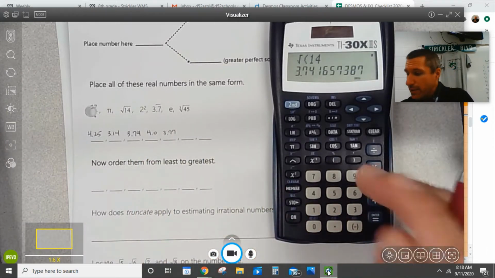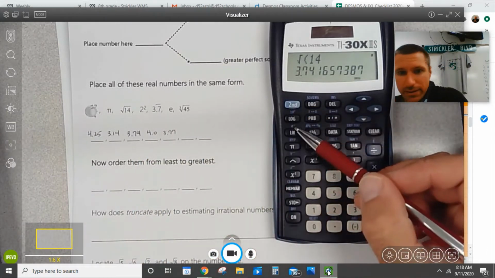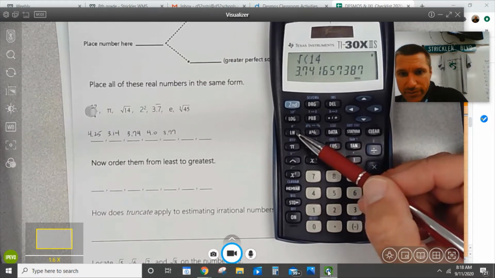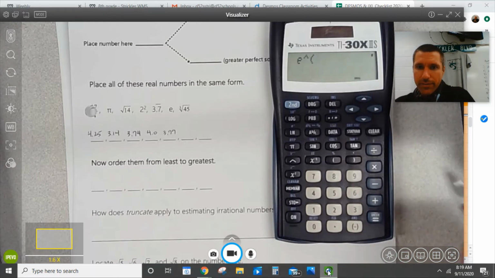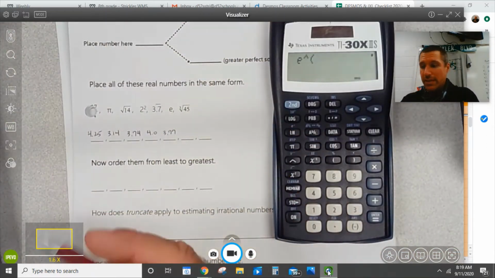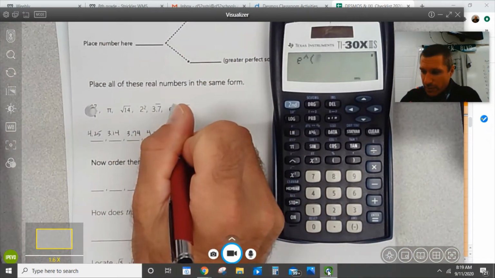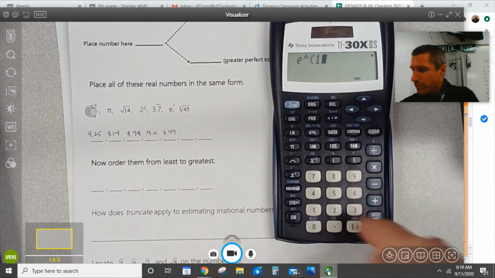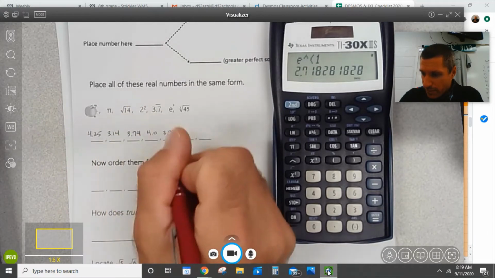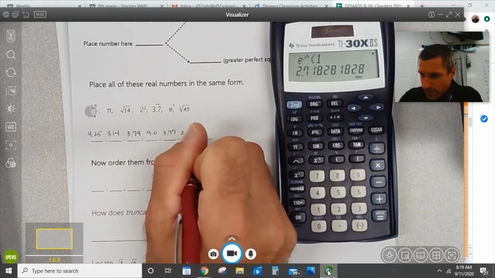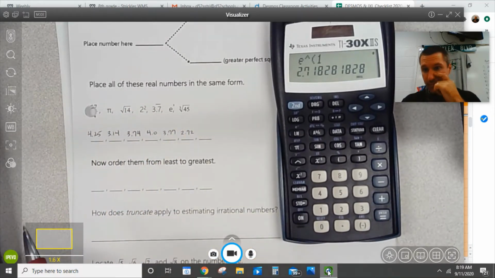E, if you don't know how to find E in the calculator, it's actually right there. See that E to the x above the ln, which is called the natural log. So second ln gets you E to what power? And since it's just E, that means it's automatically to the first power. So you're going to put to the first and hit equals 2.718. 2.72 is probably enough. Rounded, truncated.